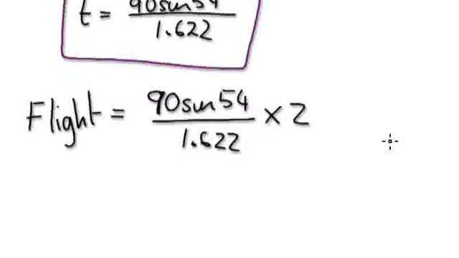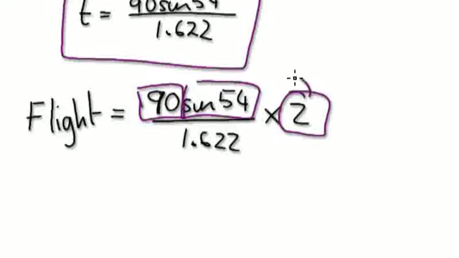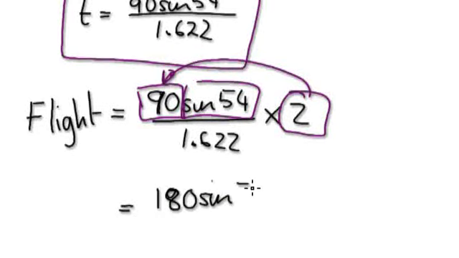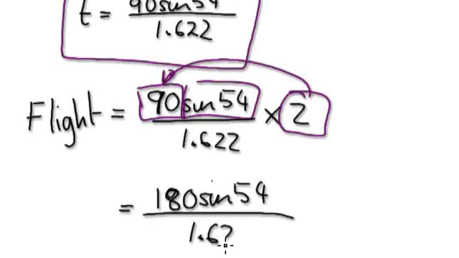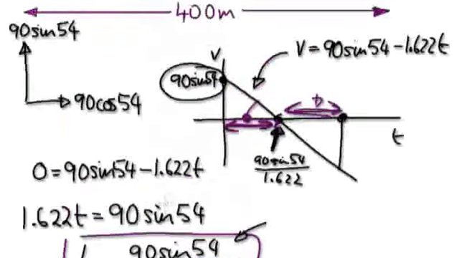Okay, so that we're timesing it by 2. So at the moment we've got this times this. So when we times it by 2, let's just times it to the top. Let's merge it with the 90. So that equals, we're just tidying up, 180 sine 54 over 1.622. So this is our flight time, our total flight time.